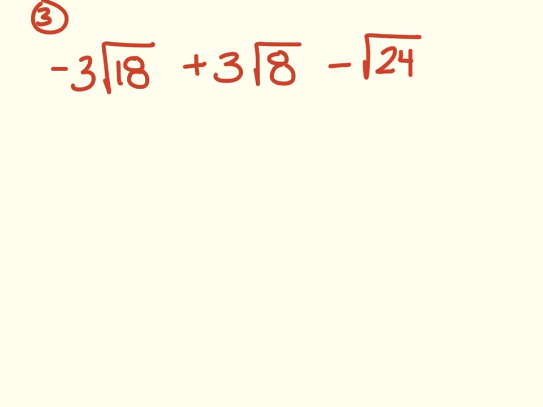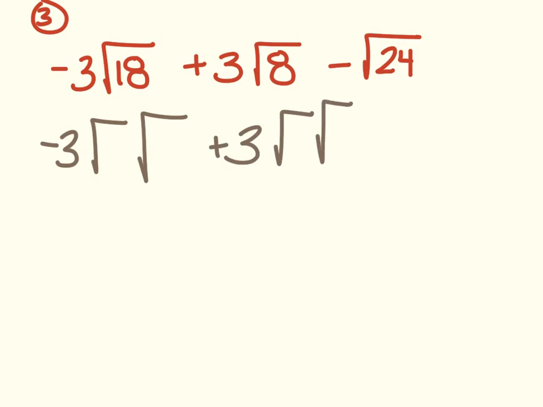All right, a little more exciting. We added 3 terms now. We're just going to break them down. So leave that 3. What times what is 18? Plus, leave the 3. What times what is 8, minus what times what is 24? All right, I need one perfect square, one non. So I'm going to go 9 times 2. All right, what multiplies to 8? 4 times 2. And 24.